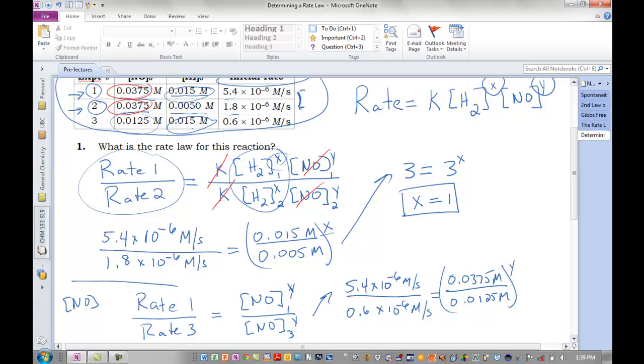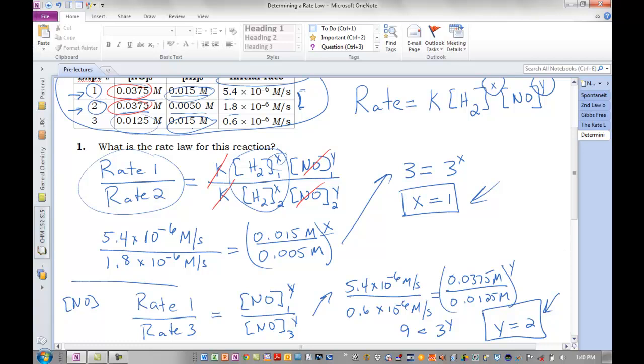What you're going to find here is we're going to get 9 is equal to 3 to the y. It's all a variable. So 3 raised to what power is equal to 9? The answer is 2. 3 squared is equal to 9. So there we go, we have the two orders. We'd say this reaction is first order with respect to hydrogen. It is second order with respect to nitrogen monoxide.